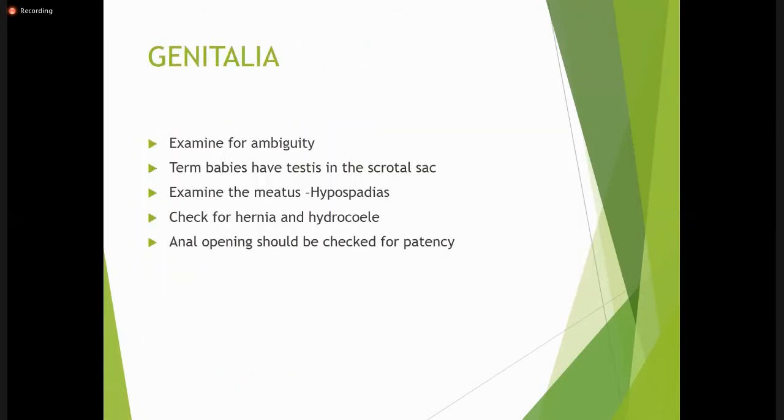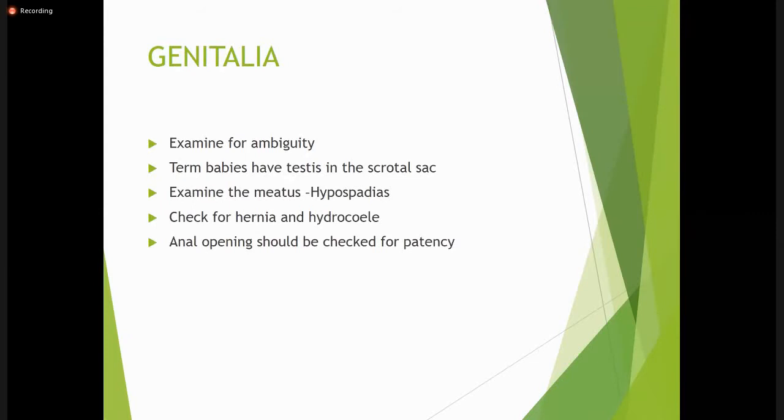After that, we will go for the genitalia examination. You have to examine for any ambiguity. Ambiguity means any abnormality within the genitalia, which should be examined. Some babies have testes in the scrotal sac. In cases of male babies, you have to palpate both scrotal sacs for testes.